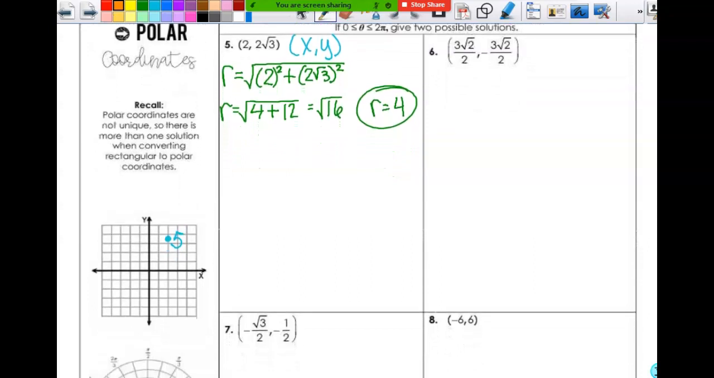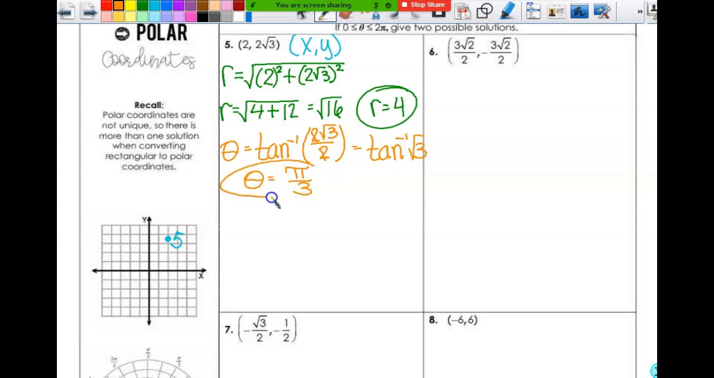All right, so then to get theta, theta equals the tangent inverse of y over x, so that's going to be of 2 square root of 3 over 2. So that really just equals the tangent inverse of the square root of 3. What's the tangent inverse of the square root of 3? What's your angle when the tangent value is the square root of 3? Pi thirds.